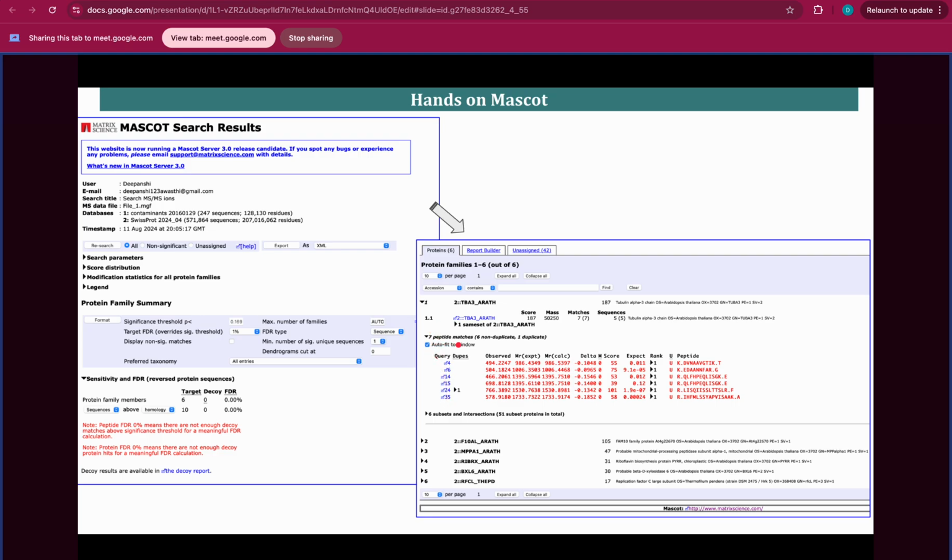Now it is telling me that there are 7 peptide matches for this particular protein, and it is also telling me the observed and the calculated weight, as well as the delta M score, which is the difference between the scores, and then the expect value. The lower the expect value, the better, because it means the match was not produced by random chance.